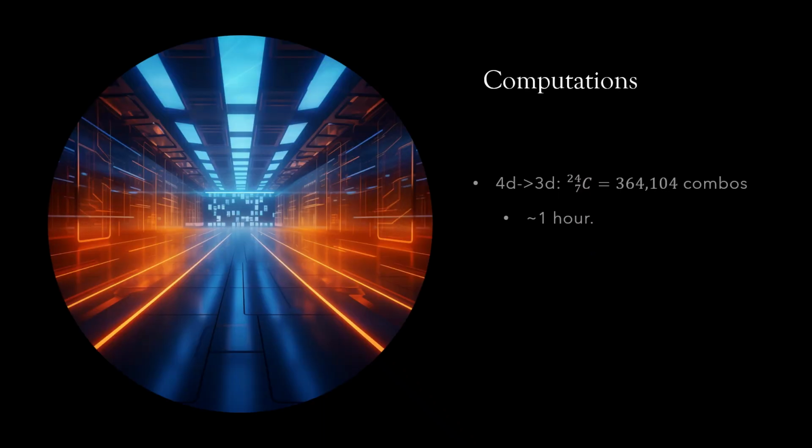Now, the number of ways to choose 7 of the faces, 2D faces to cut out of the 24 possible 2D faces in a tesseract is about 364,000. And again, if we assume we budget 1 millisecond per combination, the whole algorithm will be done in 1 hour, which is not too bad.